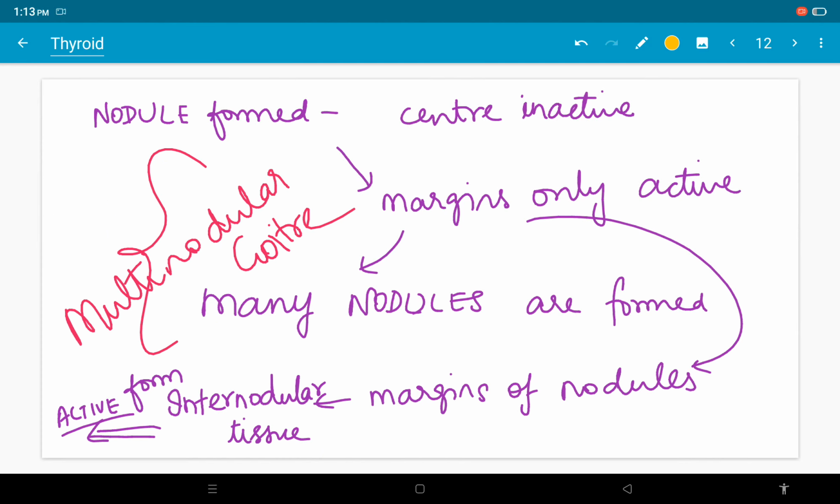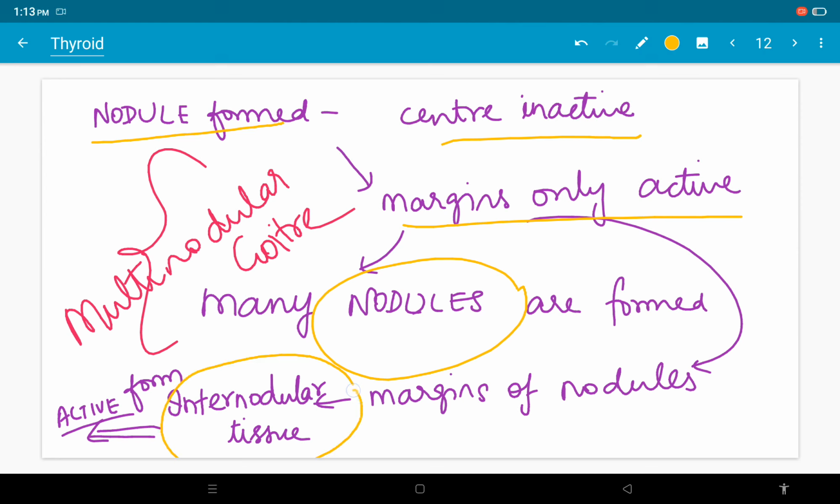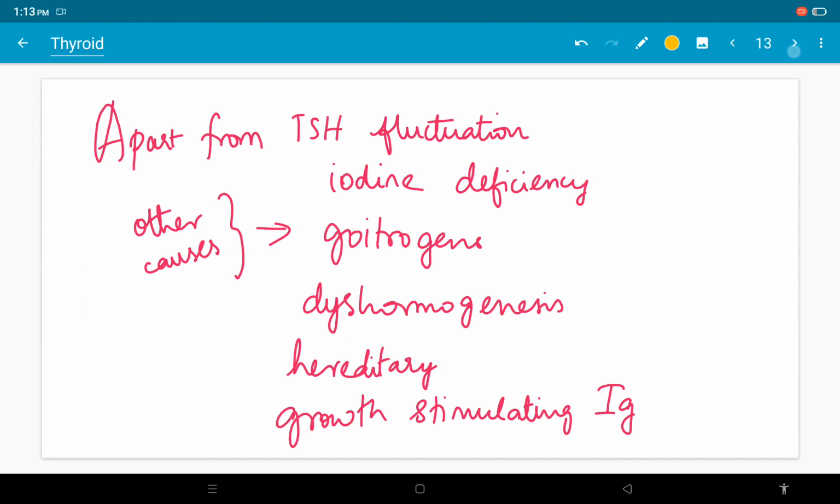So we saw the etiopathogenesis. The nodule is formed, the center remains inactive, only the margins are active, and many nodules are formed, which results in the internodular tissue remaining active. So this is how MNG is formed.